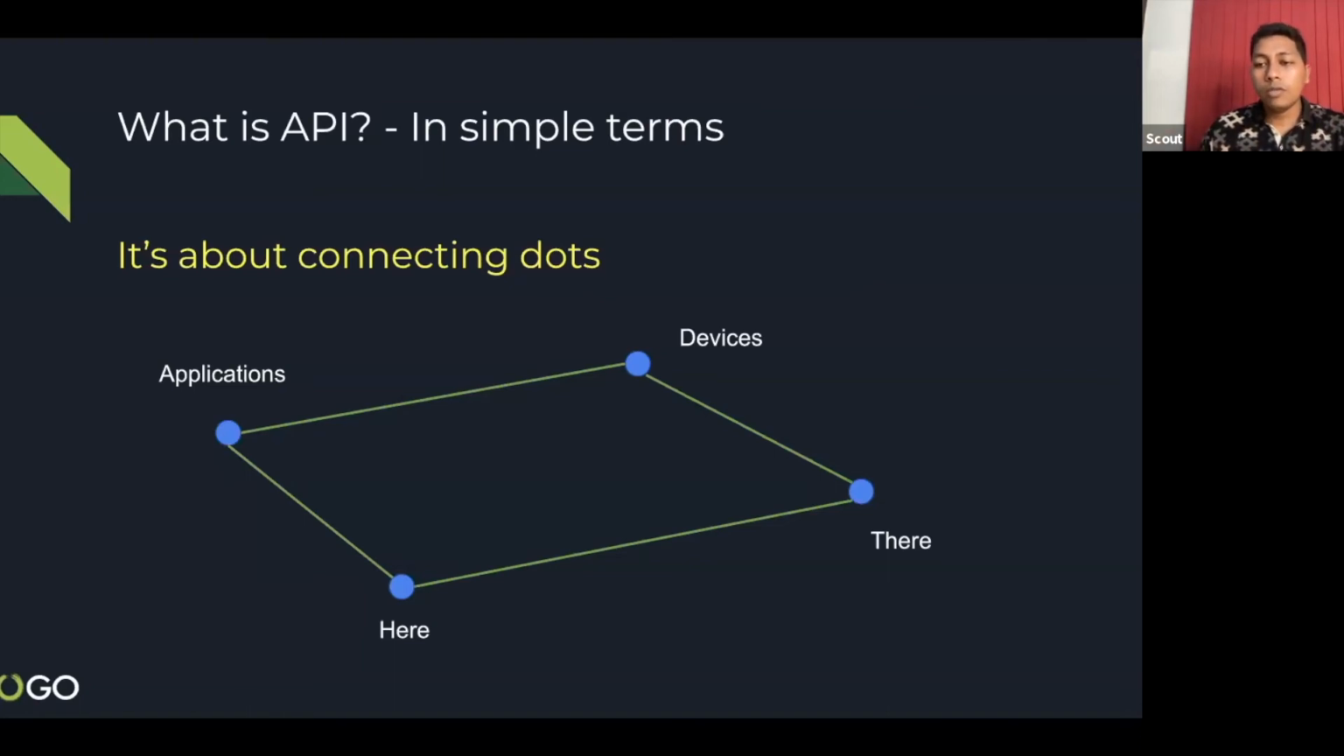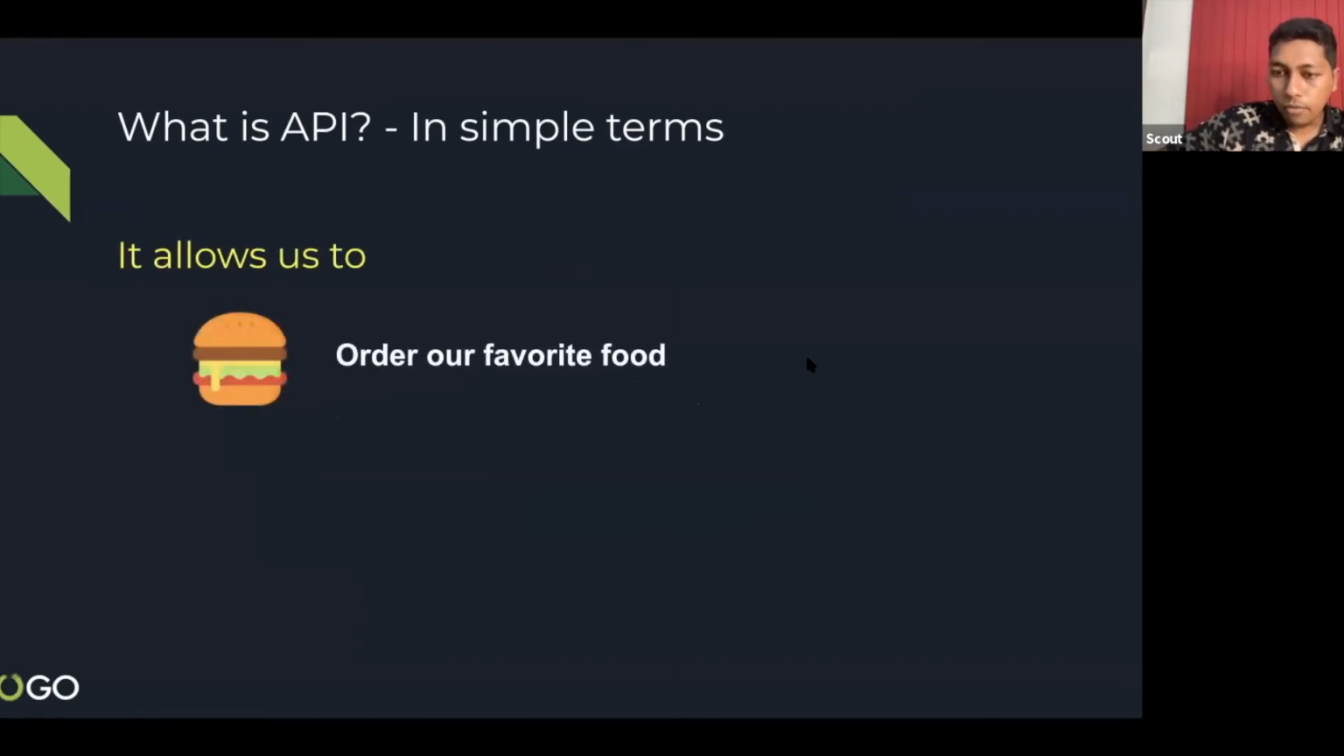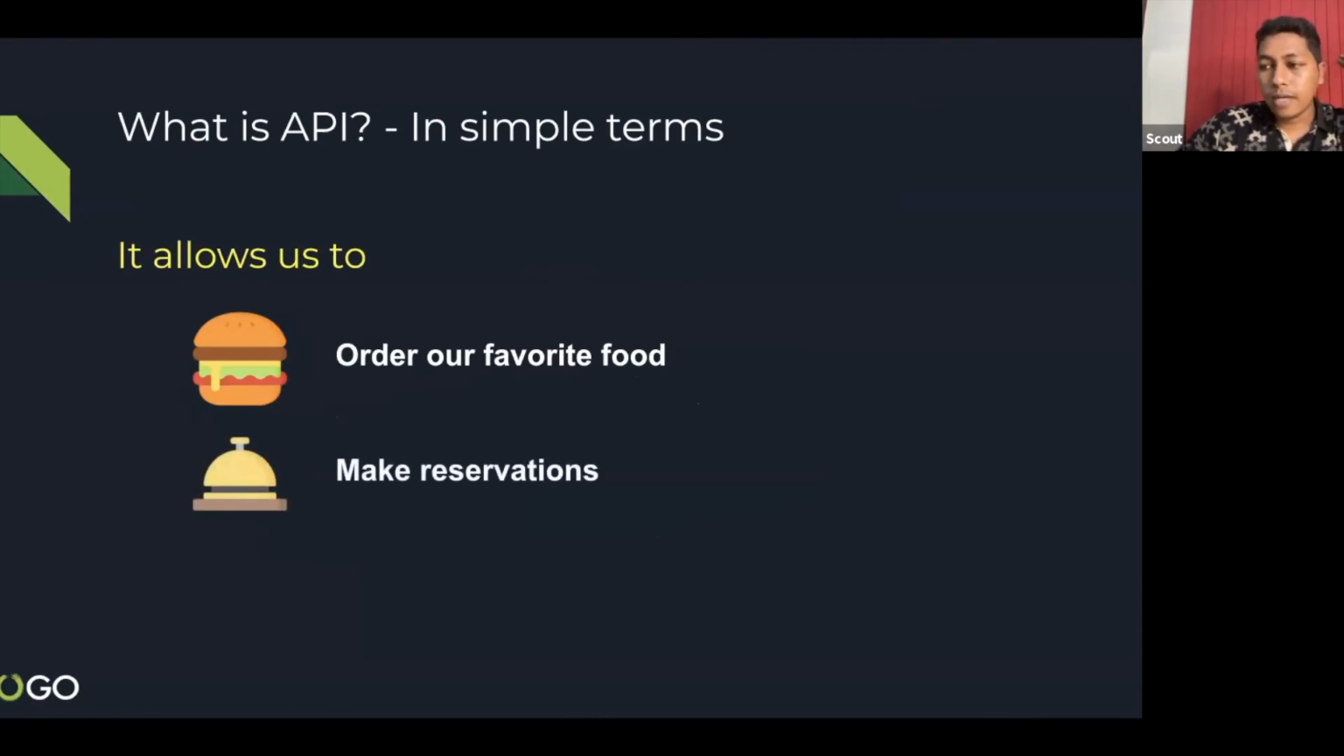It is about how these applications are communicating with each other. Okay, this is something which is called the API, in simple terms. It allows us to order our favorite food from Zomato. Then it allows us to make hotel reservations, flight ticket reservations, or your train ticket reservation at IRCTC. So this is the role of API. So any other example anyone can take?